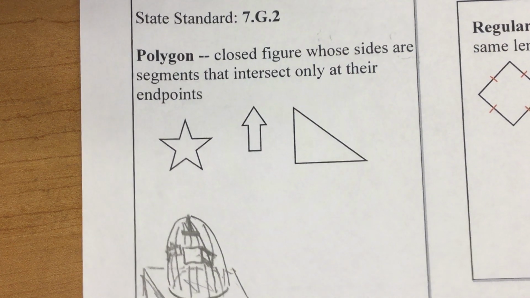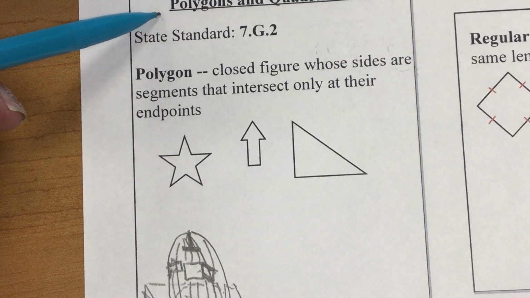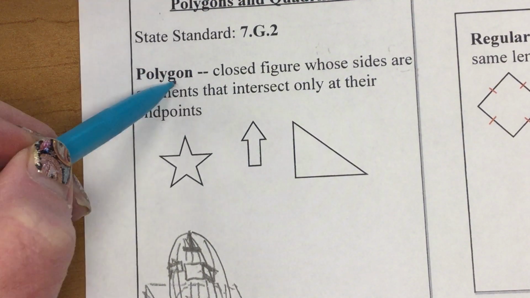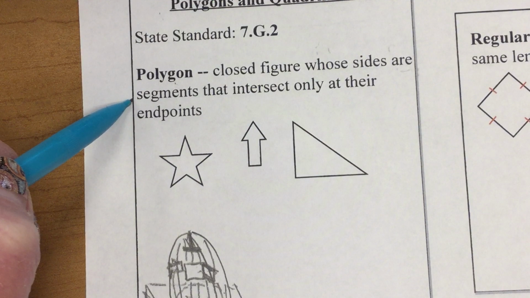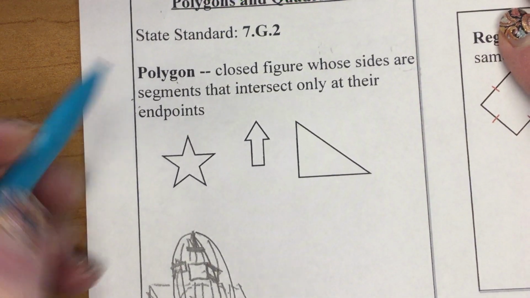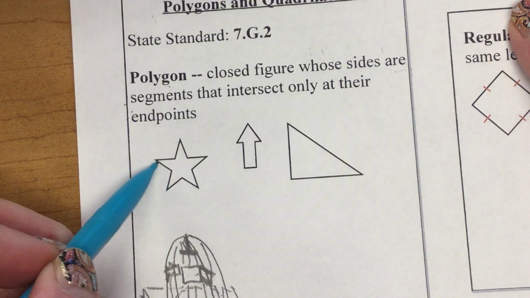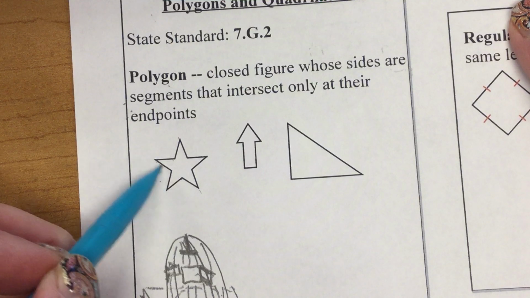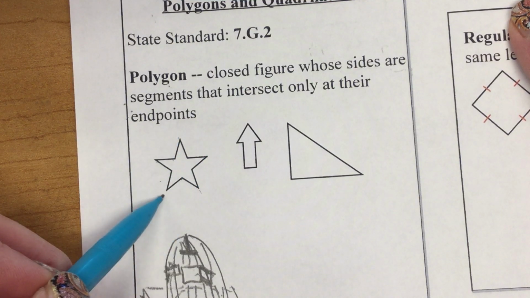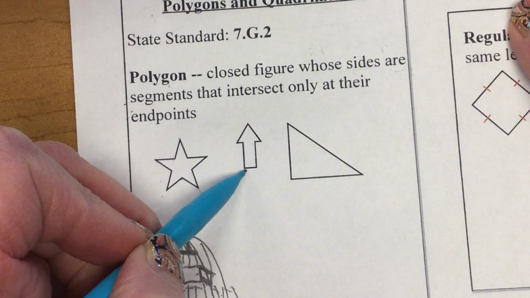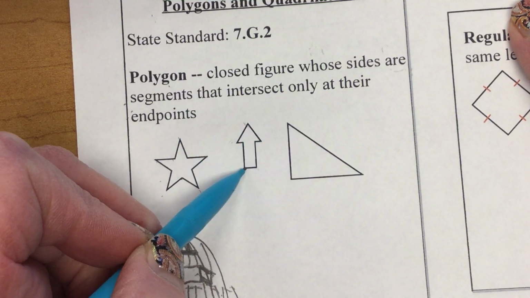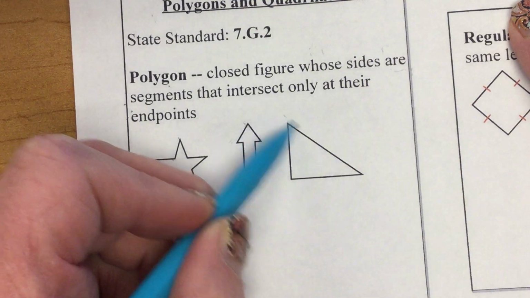The second half of this lesson is all about polygons and quadrilaterals. A polygon is a closed figure whose sides are segments that intersect only at their endpoints. For example, all these are segments, they don't cross each other, and if I trace it, I end up exactly back where I started. This is made up of segments that do not cross and they're closed. They connect all the way up, or a plain triangle.